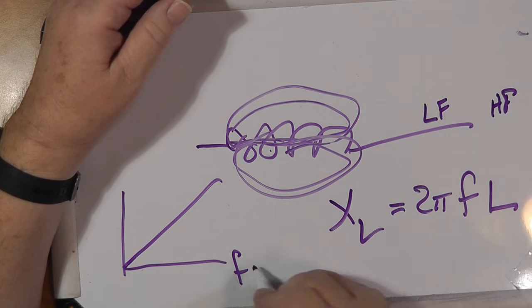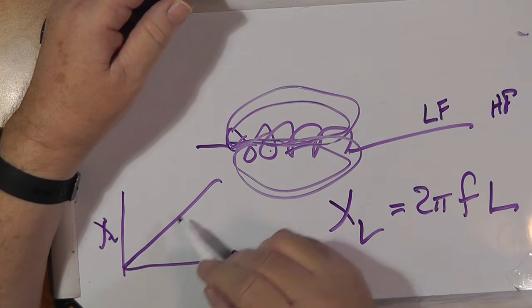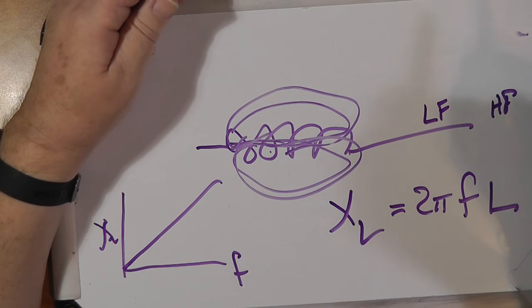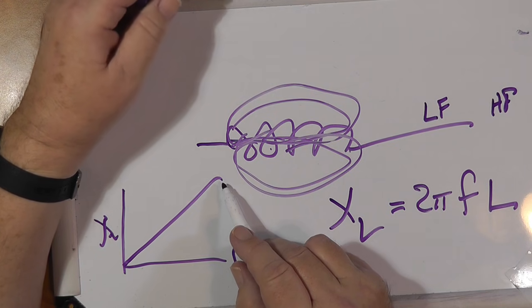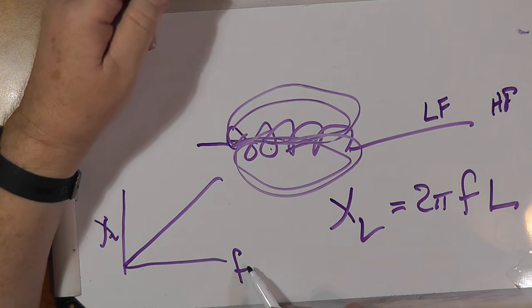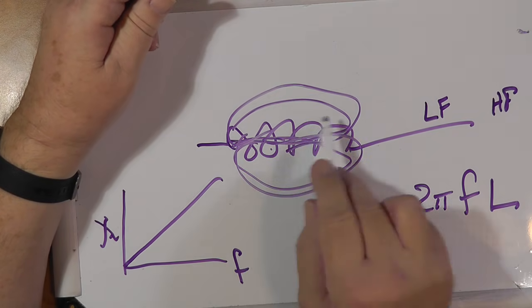In this sense, here we have frequency, here we have the reactance, X sub L, and we see that it goes up linearly with frequency. We note that at high frequencies, the coils don't let a lot of current through. There's a lot of reactance. Okay.